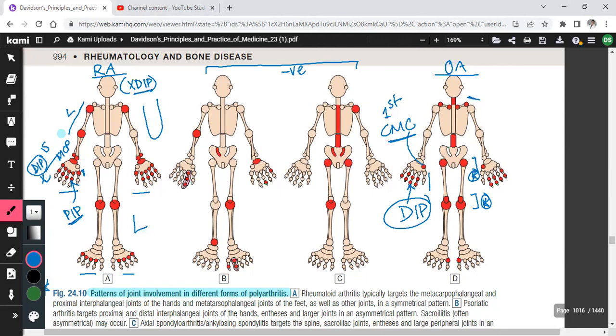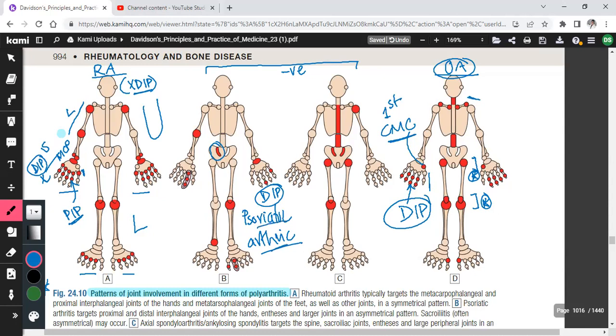So let's talk about another arthritis that also involves the DIP, which is psoriatic arthritis. In psoriatic arthritis, as the name suggests, you may have the features of psoriasis. As it's a seronegative arthritis, you may have sacroiliitis. But what is very important for exam purposes is the involvement of the DIP. As I said, DIP involvement is classic for osteoarthritis, and it's also classic for psoriatic arthritis.